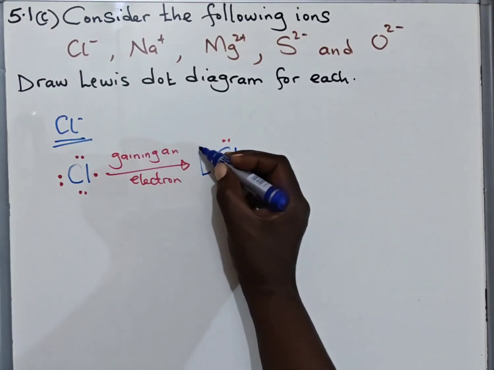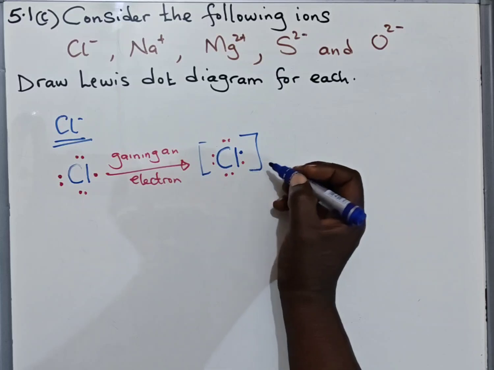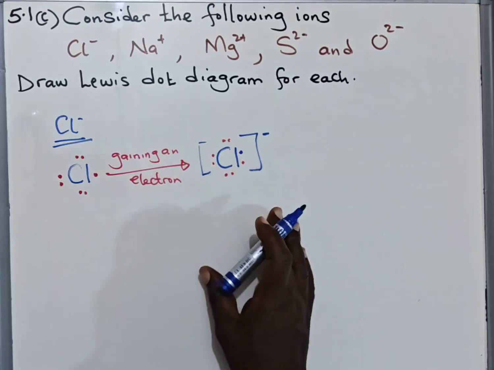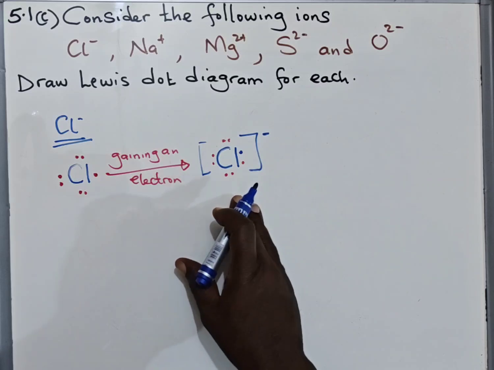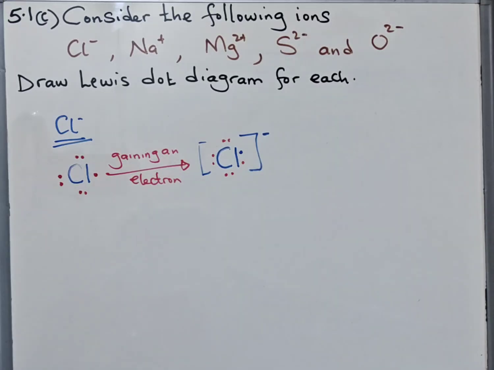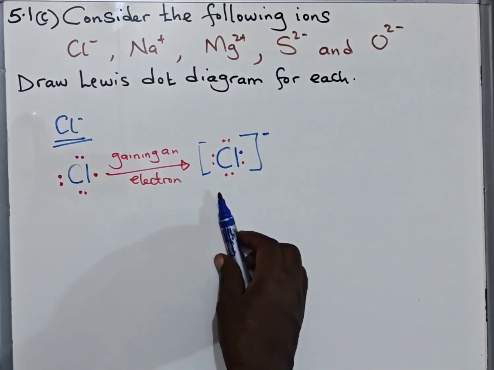You put the bracket and indicate negative, implying that it has an extra added electron. You need to know that electrons are negatively charged. So where they go, they make that place negative.